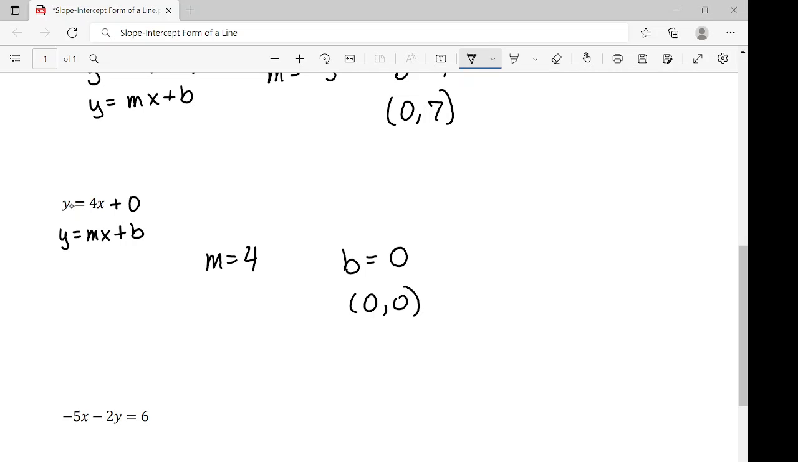So if you have y equals and just a number with a variable next to it for the slope, but no b value, you can just put in a 0 to make it b.